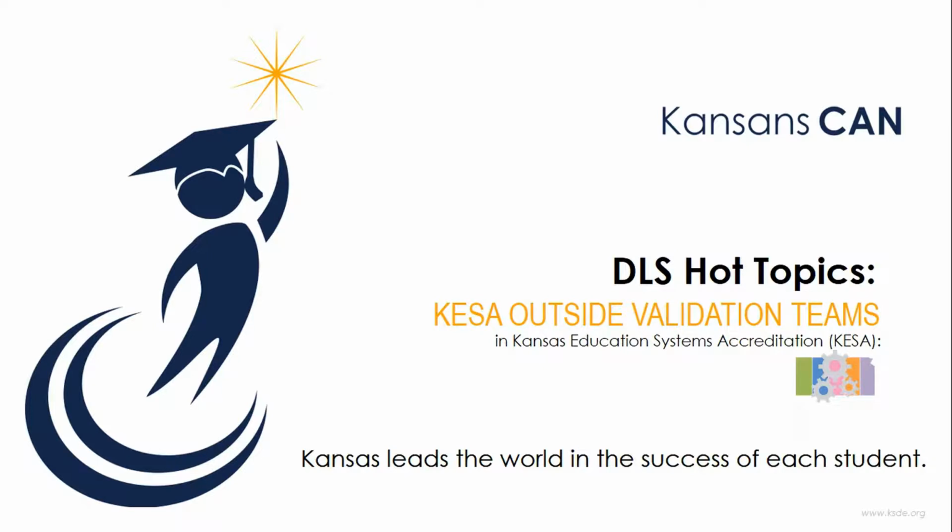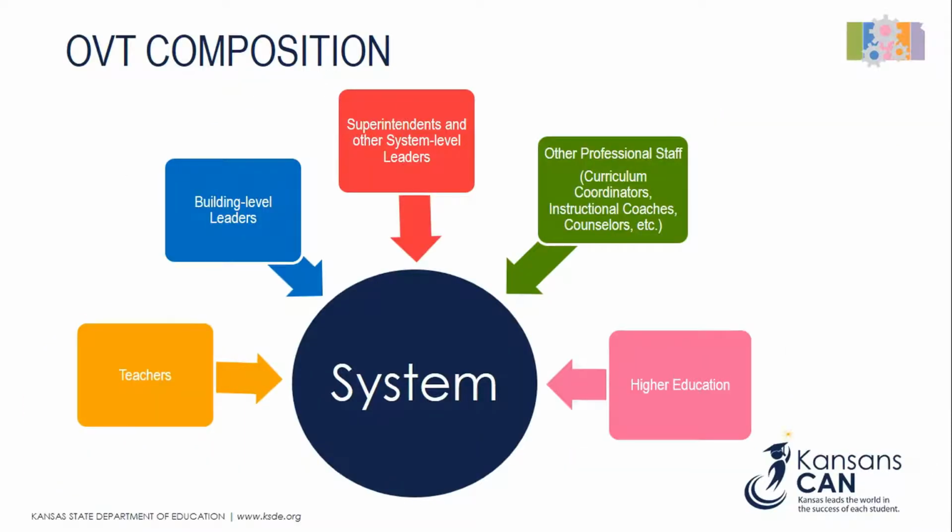Today's hot topic from Teacher Licensure and Accreditation is about KISA outside validation teams. Just a quick reminder that the outside validation team is meant to be composed of a variety of people from a variety of districts or systems and from a variety of the facets of education. So OVTs should have teachers, leaders, other professional staff such as curriculum people, instructional coaches, counselors, and so on, as well as possibly people from higher education.